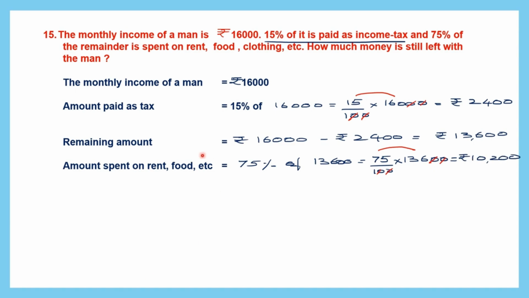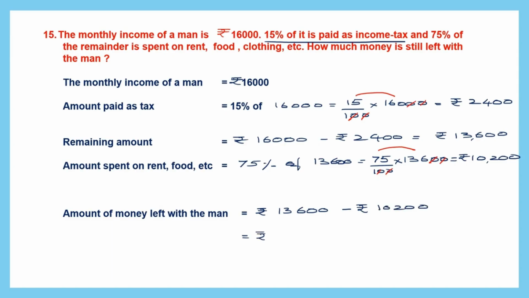Okay, so this was the amount remaining, and from that he has spent so much. Now the question is, how much money is still left with the man? First he had so much. From that he paid tax and he had so much. From this again he has spent so much. So now what is left? We have to subtract these two amounts. So the amount of money left with the man is the remaining amount, that is 13,600, minus the amount spent again, which is 10,200, and that is 3,400 rupees. So this is the amount left with the man, 3,400 rupees.